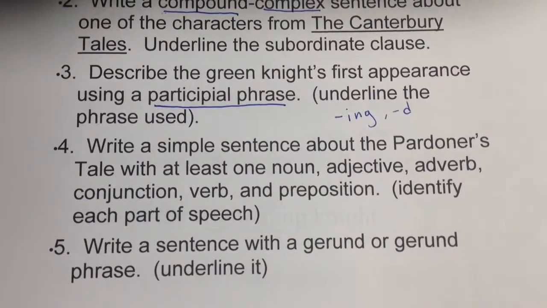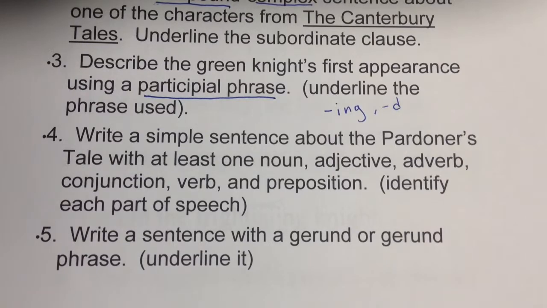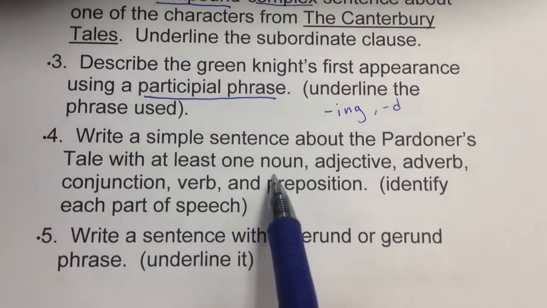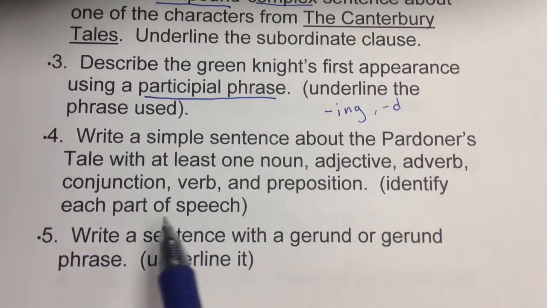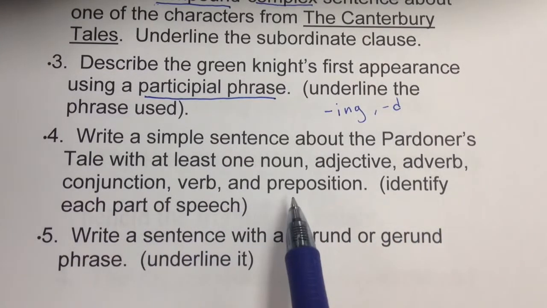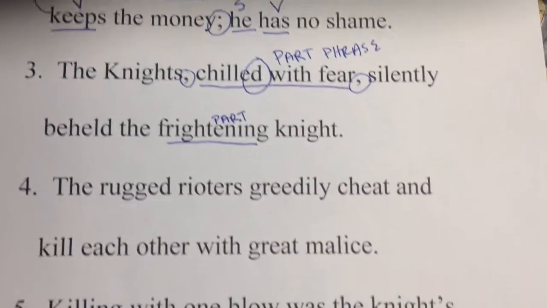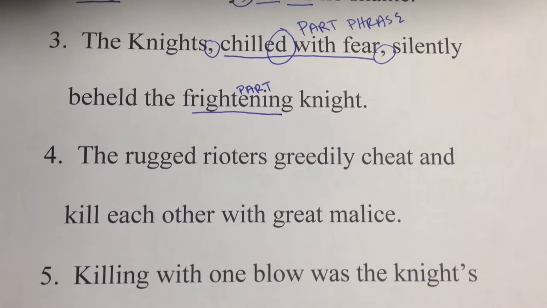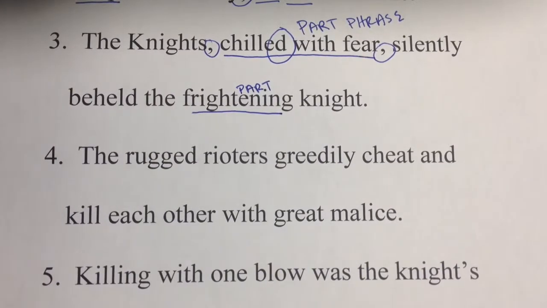All right, so 4. We have to write a simple sentence, which means it can't be complex or compound, about the Pardoner's tale with at least one noun, adjective, adverb, conjunction, verb, and preposition, and we have to identify each part of speech. So here's what I have. The rugged rioters greedily cheat and kill each other with great malice.